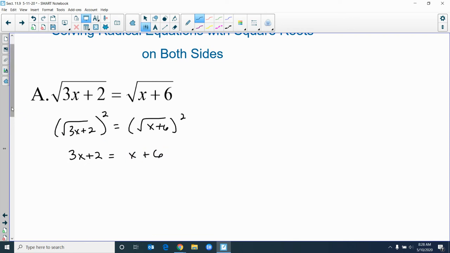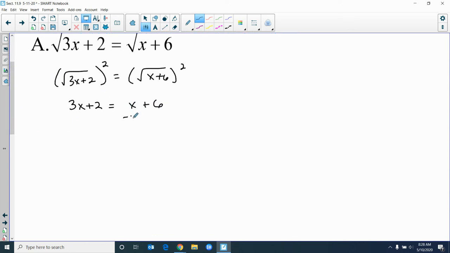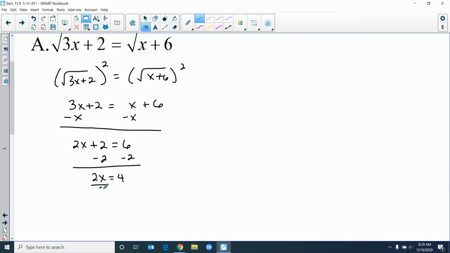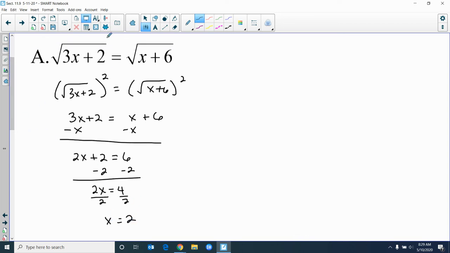But I got to do a little bit of work here. This is just a good old-fashioned equation. Get x by itself, so subtract x. I get 2x plus 2 equals 6. Subtract 2, and I get 2x equals 4. Divided by 2, x equals 2. Got to check it.